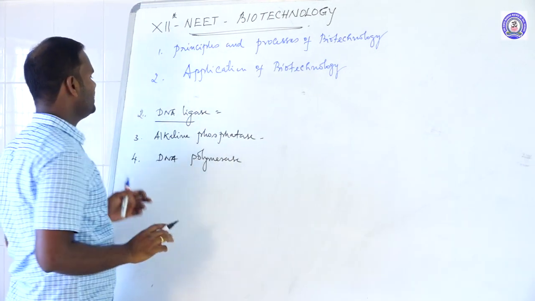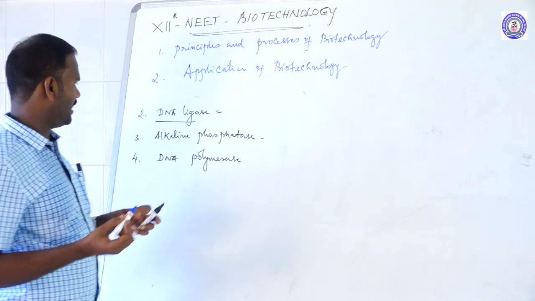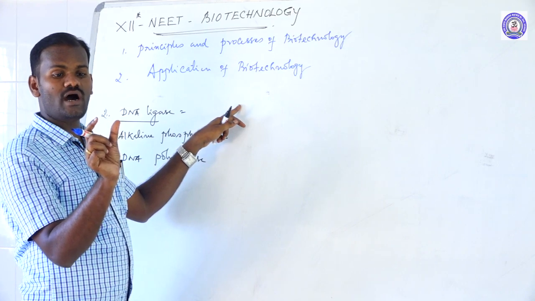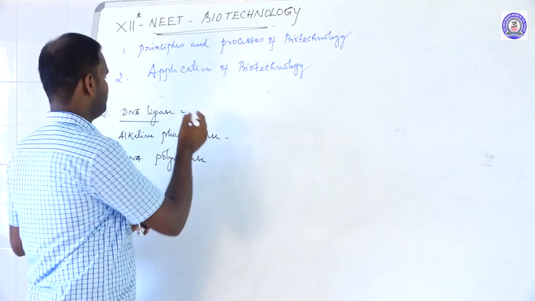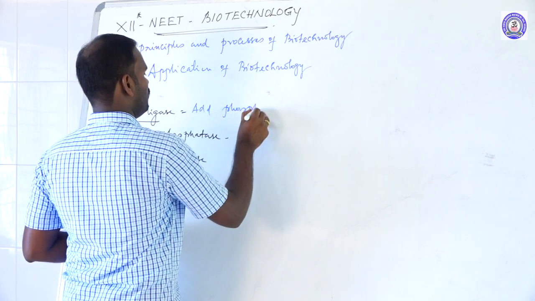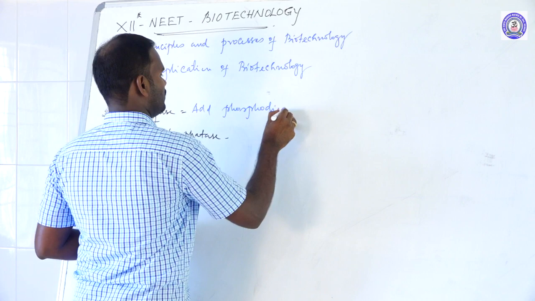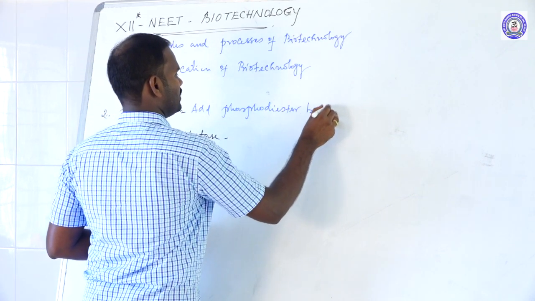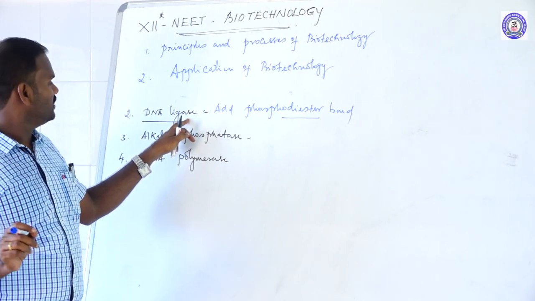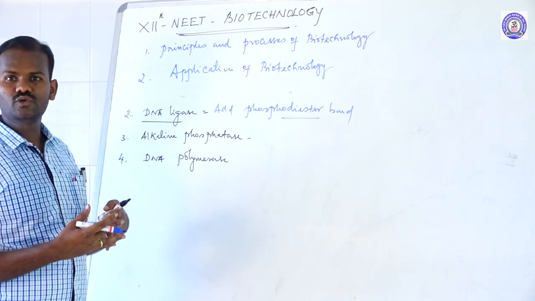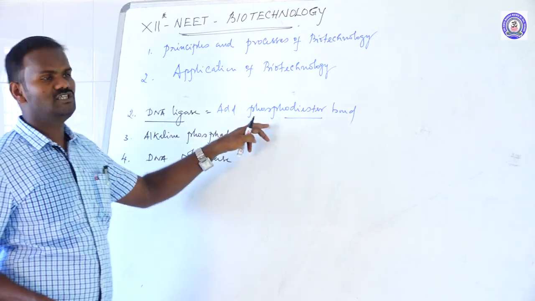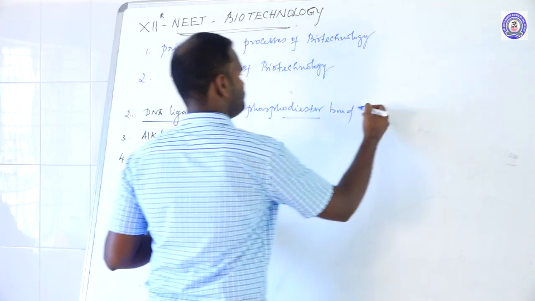Then what are the functions of DNA ligase? DNA ligase adds a phosphodiester bond between two adjacent nucleosides. Actually, DNA ligase is also called the molecular paste, which helps to join two DNA fragments. How to join two DNA fragments? By adding a phosphodiester bond.